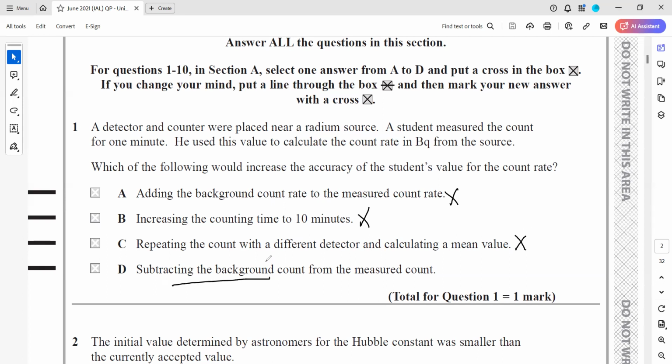But there is a significant difference when subtracting a background count from the measured count, we can work out the counts from the source. So D will be the right answer.